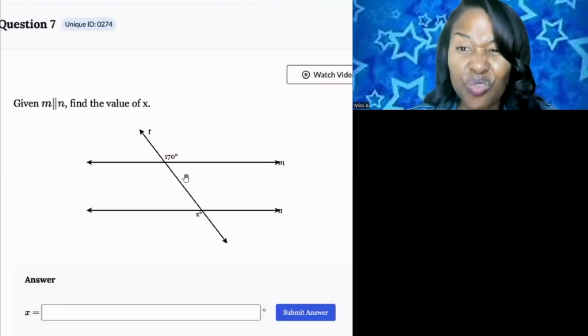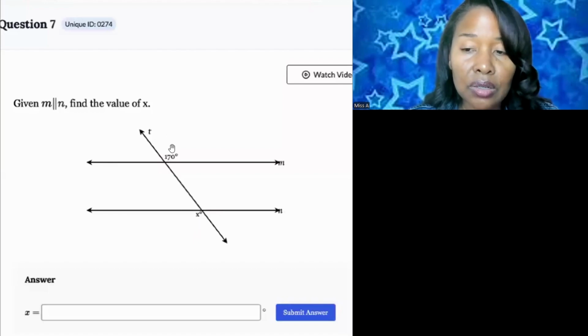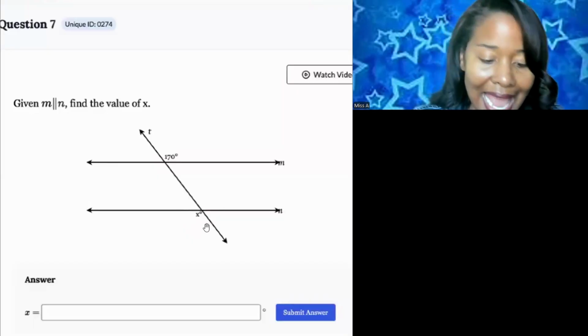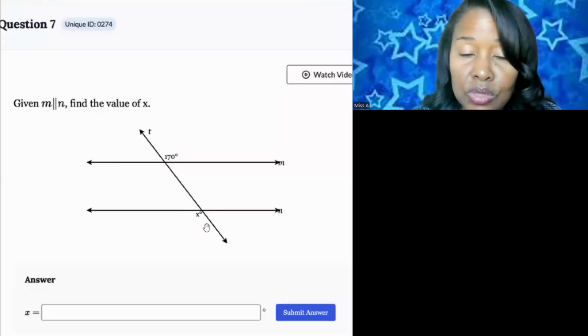And there's all kinds of different angles here, but if I take a look, it's giving me a value of 170 degrees here, and then it wants us to solve for the value of X. Here's what I want you to notice. This angle here and this angle here, we call those alternate exterior angles.